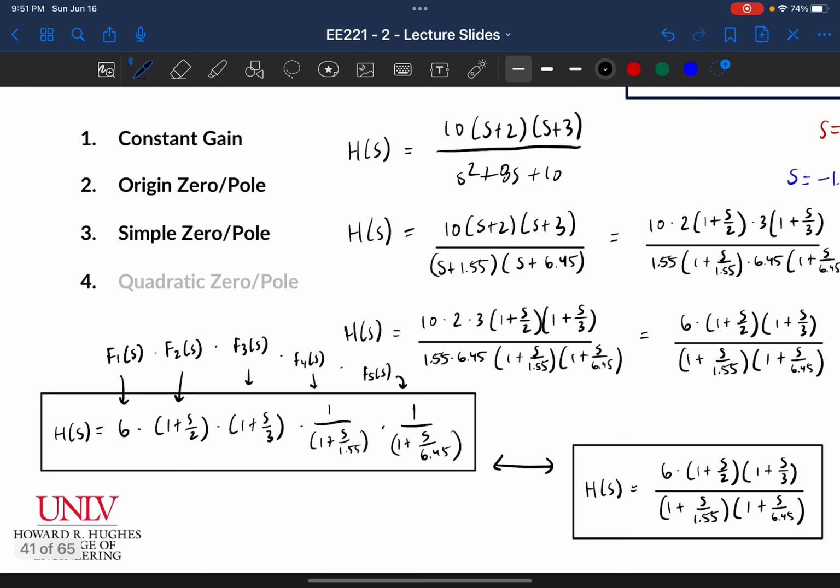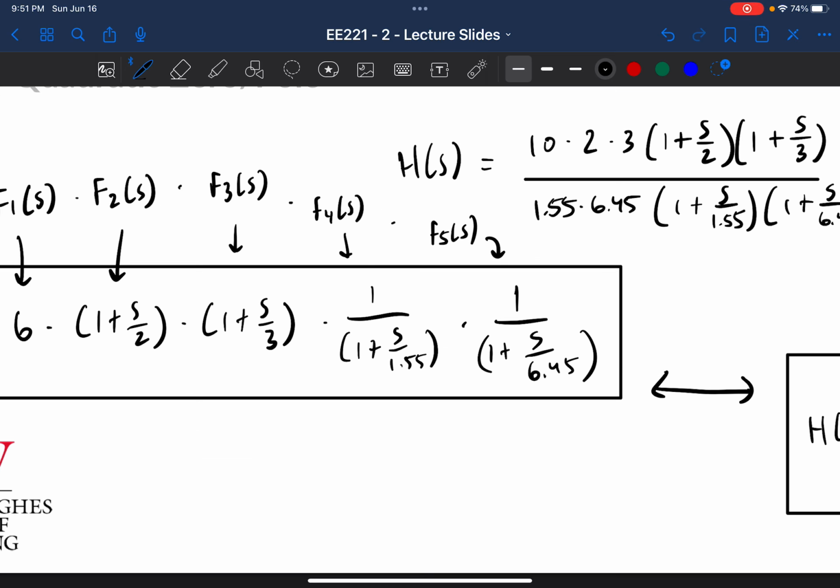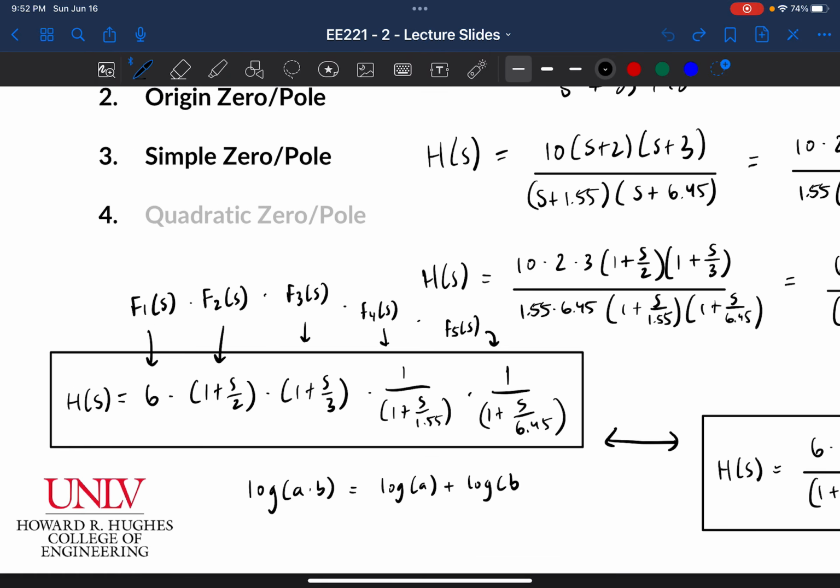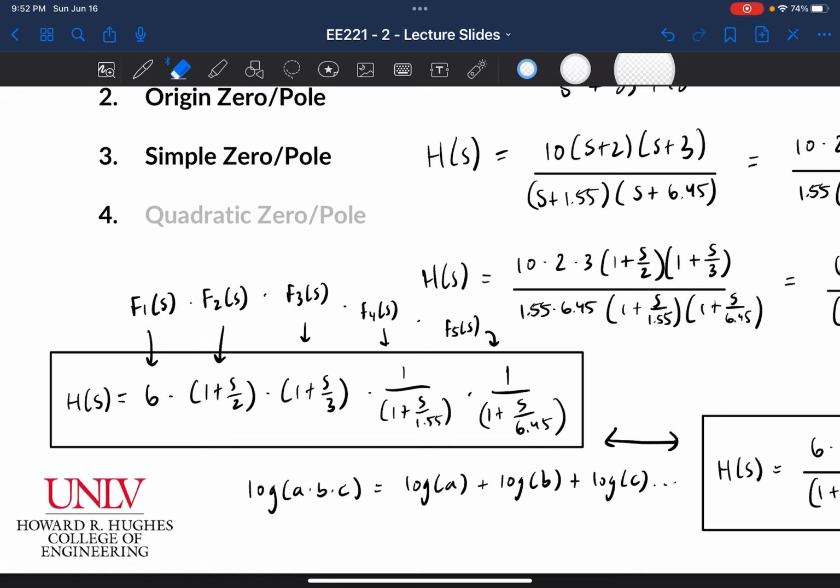And the reason this is powerful is because if you remember correctly, we have a log rule that tells us that the log of a times b is equal to the log of a plus the log of b, right? That's correct. And so it actually follows that the log of a times b times c and so on is equal to the log of a plus the log of b plus the log of c, and so on. If I keep adding terms to the multiplication here, I keep adding them, and those two things are equivalent, okay?